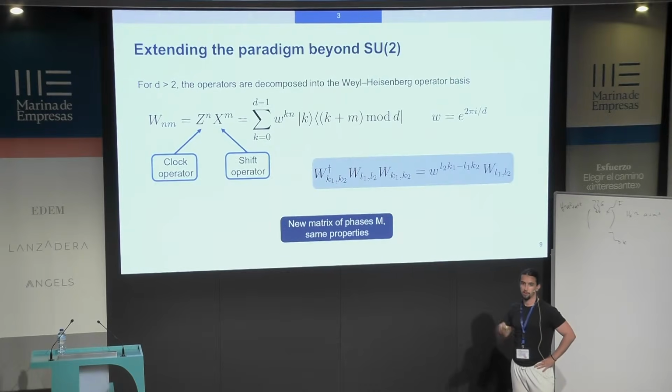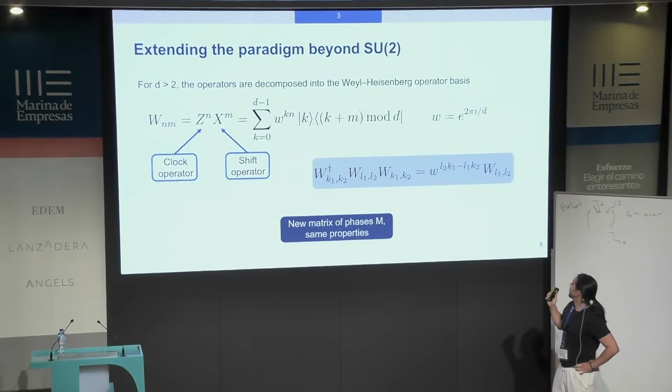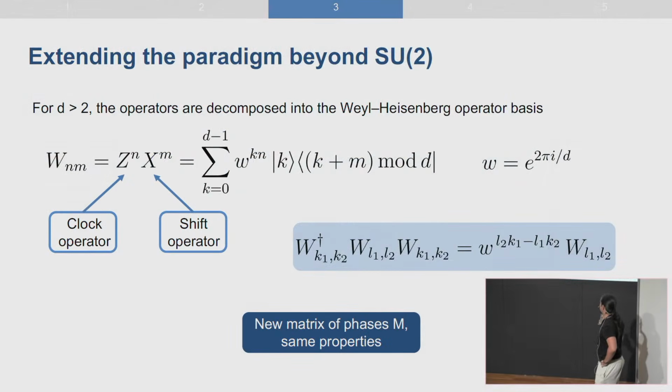So following the philosophy of being as resource efficient as possible, we're going to extend the paradigm to beyond SU(2). To do so, we will use the Weyl-Heisenberg operator basis, which consists of the clock operator, which gives phases depending on which energy state you are at, and the shift operator, which gives how you translate between energy levels. We use this basis because it has a property that it shares with the Pauli matrices, which is if we conjugate an element of the basis, we'll get the same element and a phase.